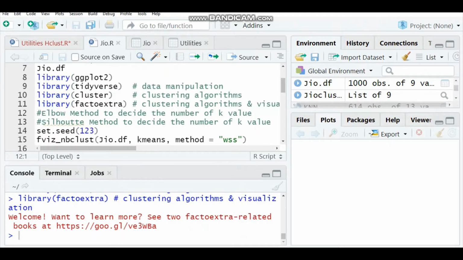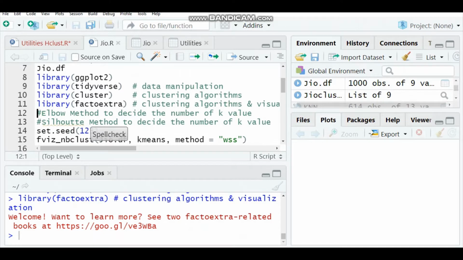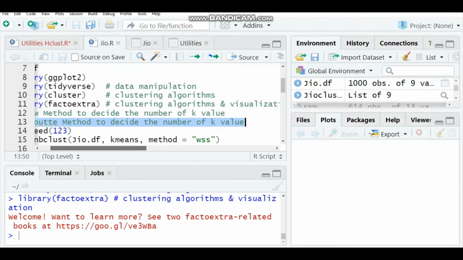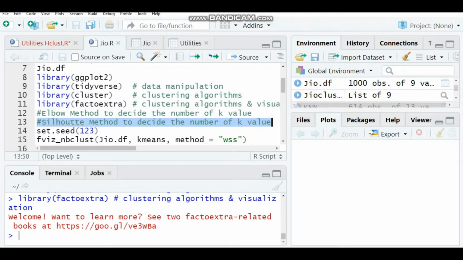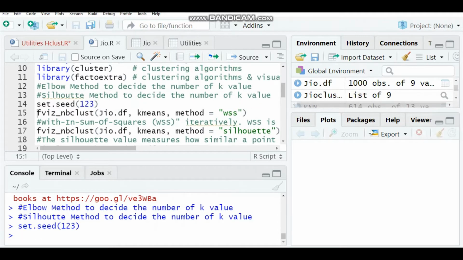And now we need to identify the k value. We are doing k-means clustering, so we should know what the k value is. To identify the k value, there are two methods. One is called the elbow method, and the other one is called the silhouette method, to decide the number of k. We have already opened the related libraries, and now I am using set.seed for random selection of data, set.seed 123, and I'm using the function fviz_nbclust.